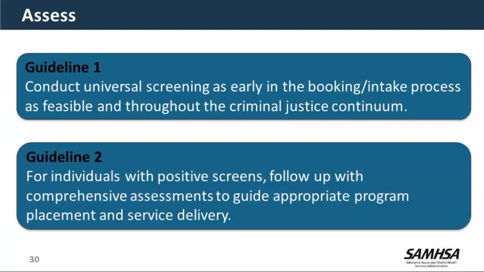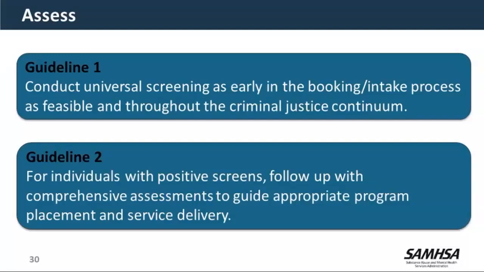Our first step or guideline is we want to conduct universal screening as early in the booking intake process as feasible and throughout the criminal justice system. And really what this does is it helps us begin to identify what the mental health, the substance use, the housing, the trauma, et cetera, needs are for an individual, not only while they are incarcerated in the jail setting, but also to assist with that reentry or discharge planning back into the community. We want to make sure that this is a standardized instrument that's reliable and valid, and most oftentimes not a homegrown instrument that we use to capture a few areas.